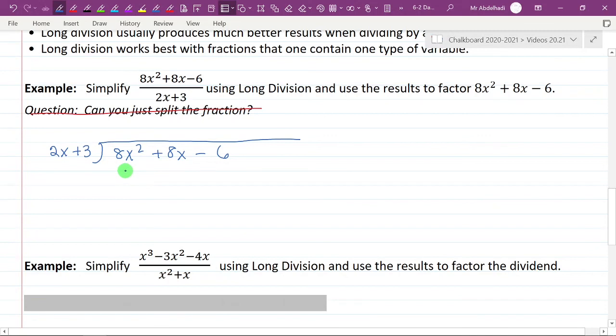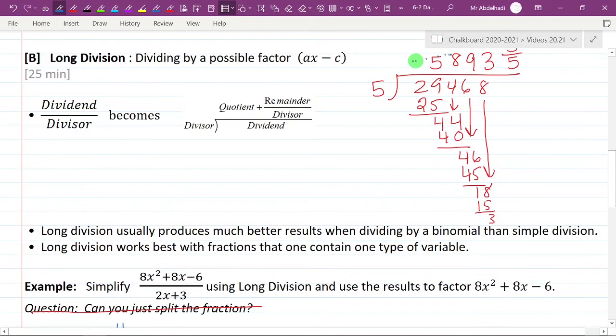Another way to look at this is to say, what would you multiply by 2x to get 8x squared? It's kind of hard to say just how many times it goes in, so what would I multiply by 2x to get 8x squared? The answer is 4x. Think about that. Is 4x times 2x 8x squared? Yes, it is.